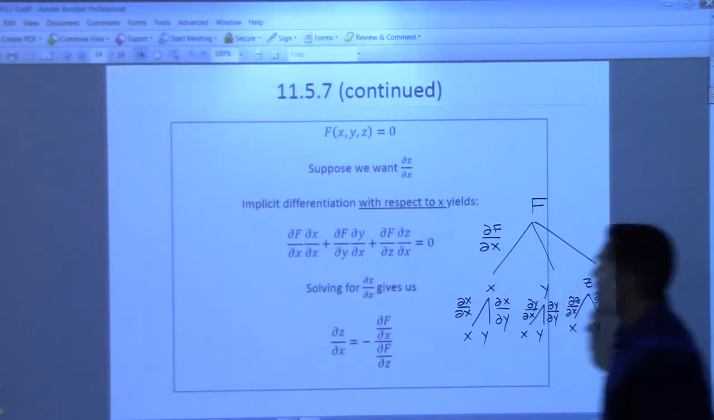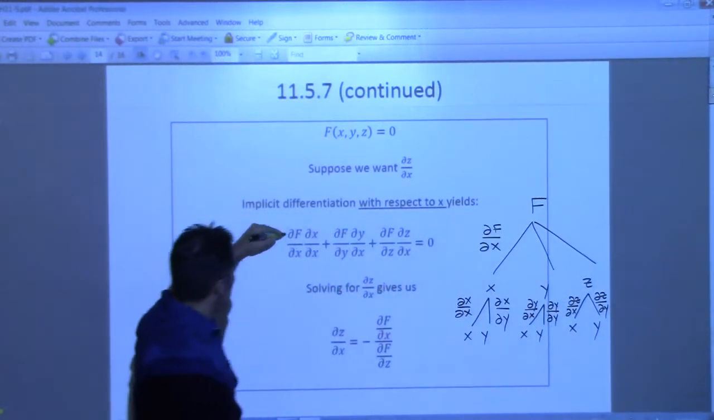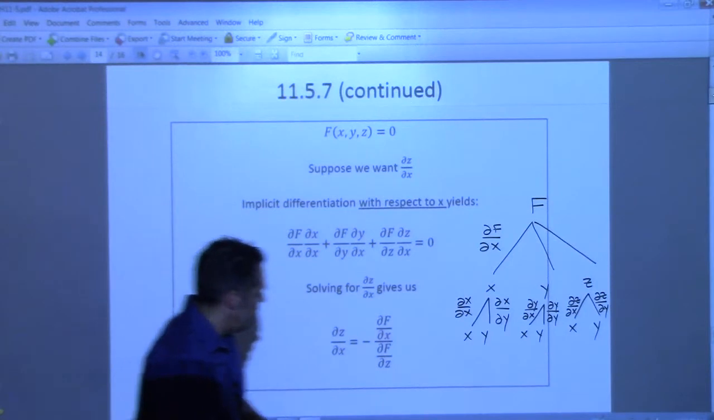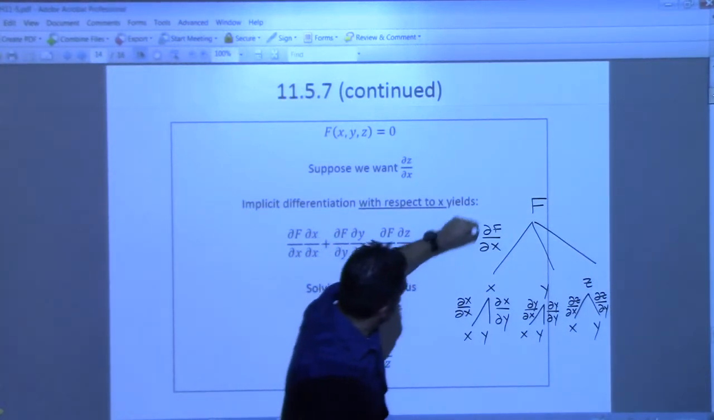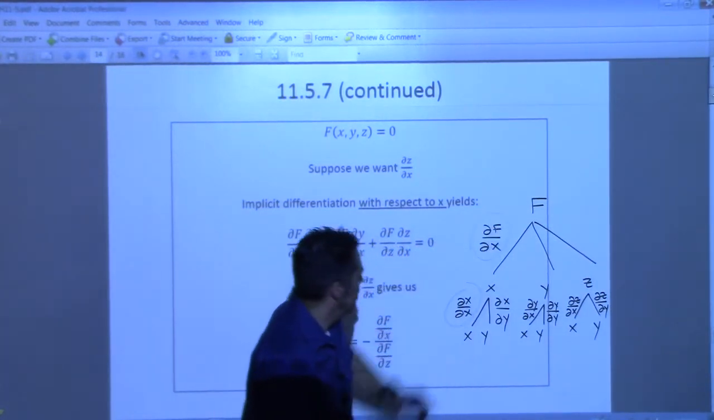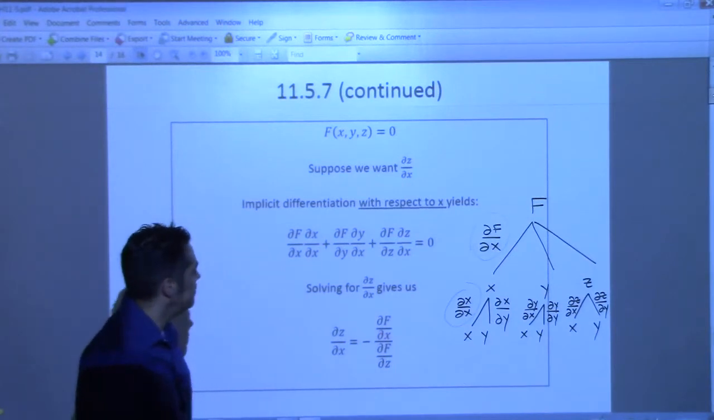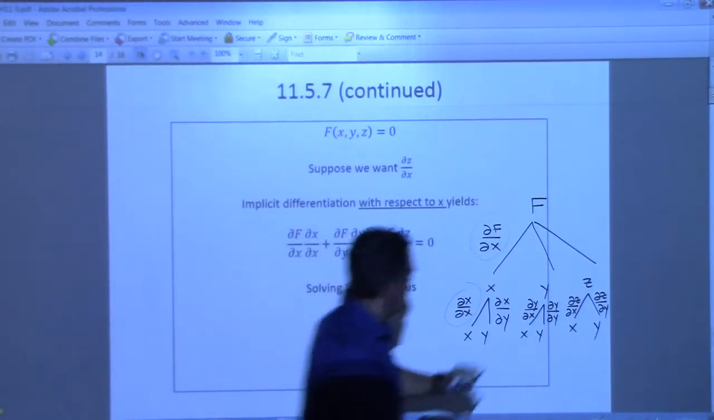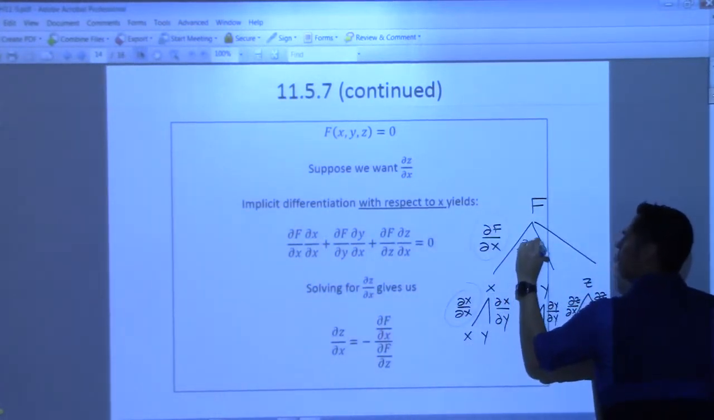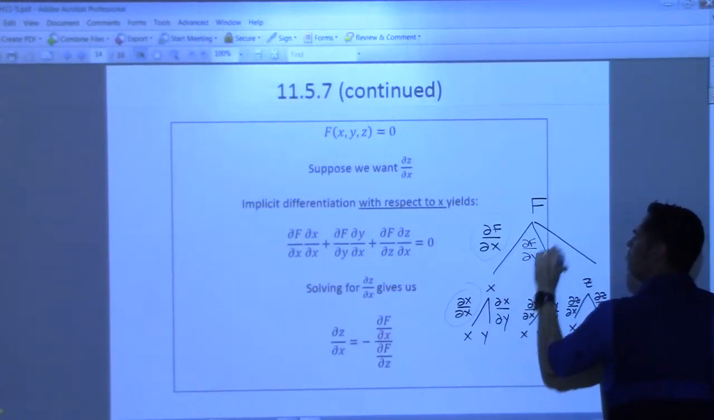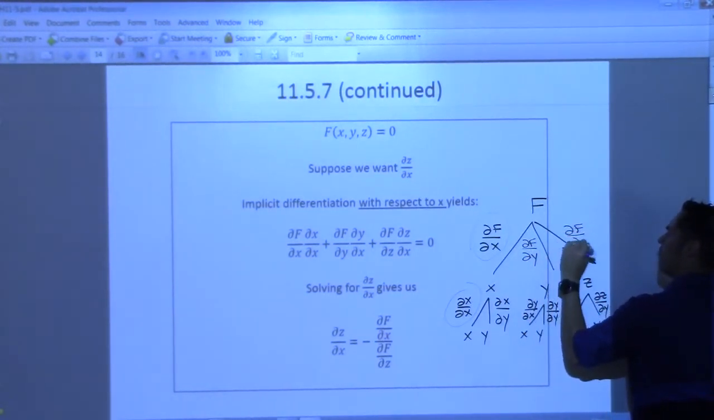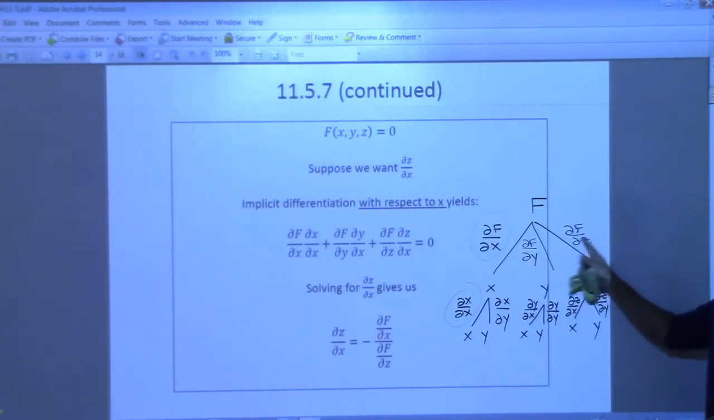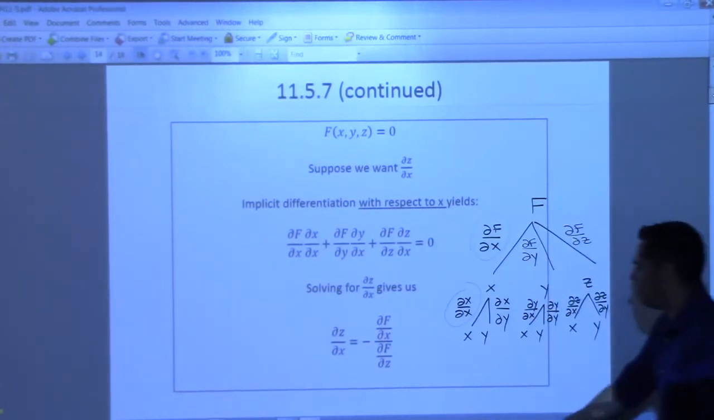So let's see where this is coming from here. We have partial f with respect to x. That's down here, right? Now what about the next piece? I didn't put these in here. Partial f with respect to y, partial f with respect to z, right? I forgot to put those 2 in. So what's the next piece right now?